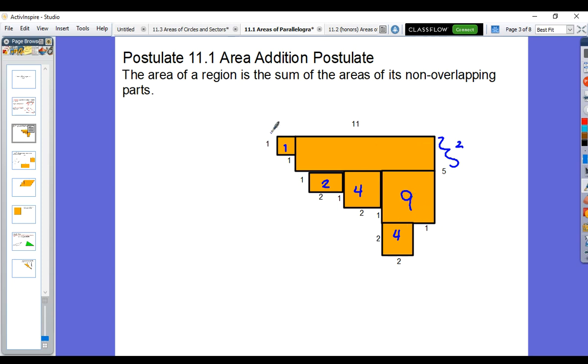And then this big one, this is where we kind of struggle. If this is 1 by 1, that means this section right here is 1. If the whole thing is 11, that means the rest of this will be 10. 10 times 2 is 20. As we add these up, 20 plus 9 plus 1 is 30, plus 2 plus 4 is 36, plus 4 is 40. 40 units squared.